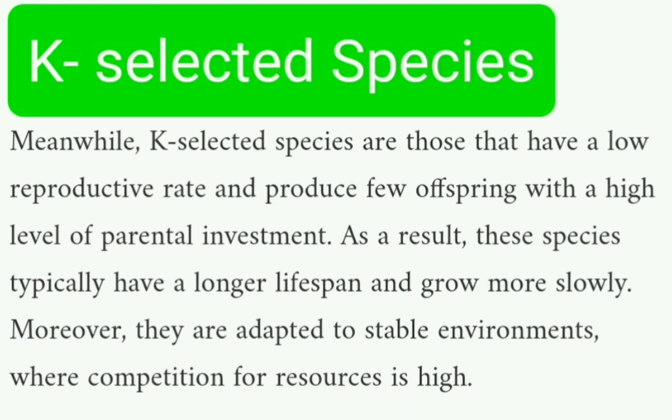Okay, and they produce few offspring with a high level of parental investment or parental care. We all know this, right? Human kids are given an excess amount of love and care by their parents, and probably that is the reason why human kids are so dependent. As a result, these species typically have a longer lifespan and grow more slowly.